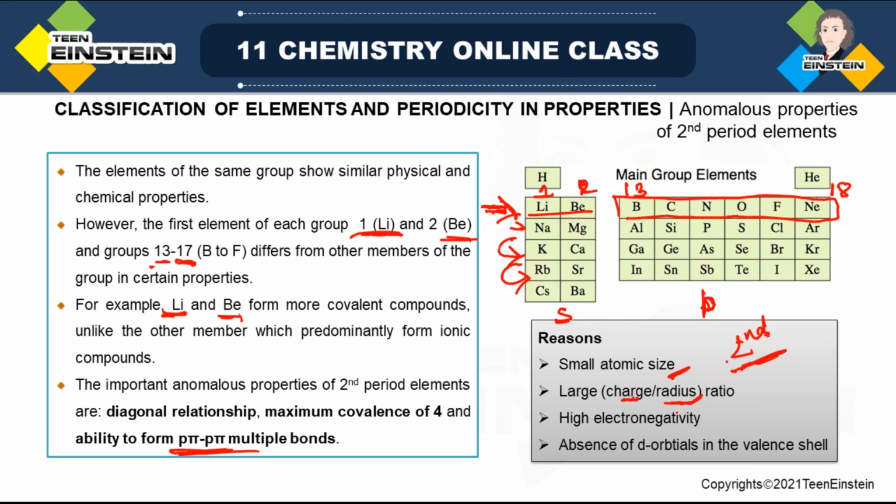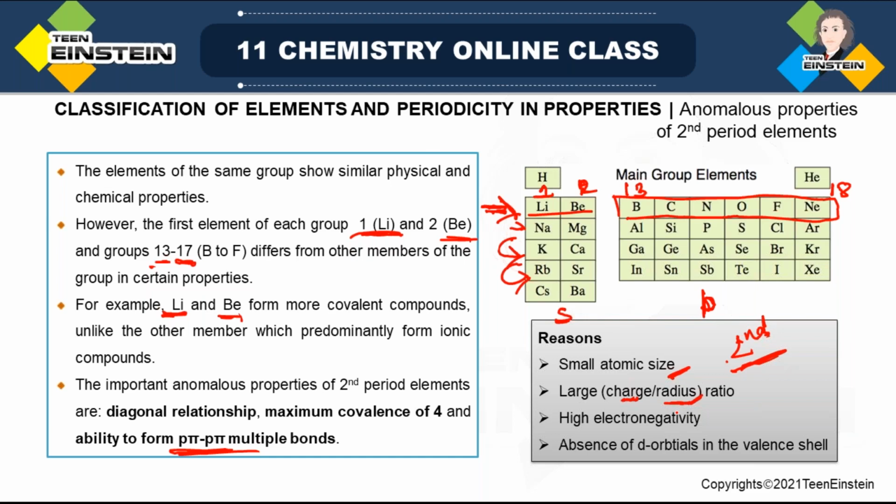So for the first member, that is lithium, it should have the maximum ratio, that is, a large ratio. So this is the second reason. The third reason, high electronegativity. We know down the group as we move, electronegativity decreases. Metallic property increases, electronegativity decreases. But when you consider the first element, that is the second period, obviously high electronegativity.